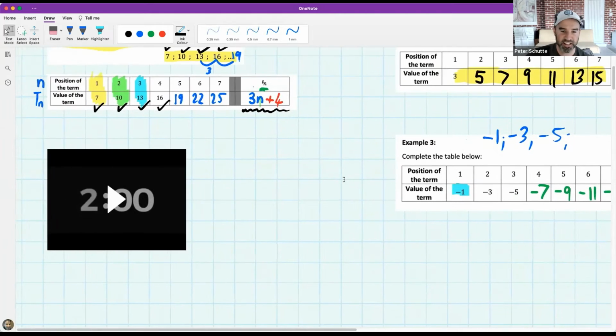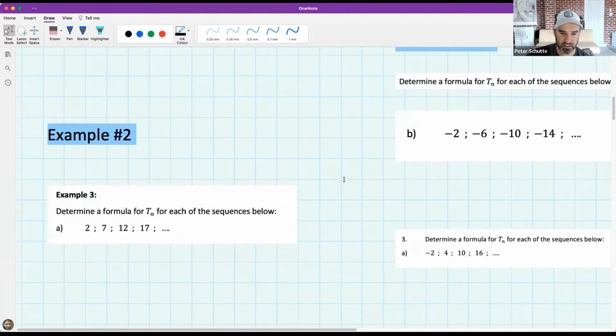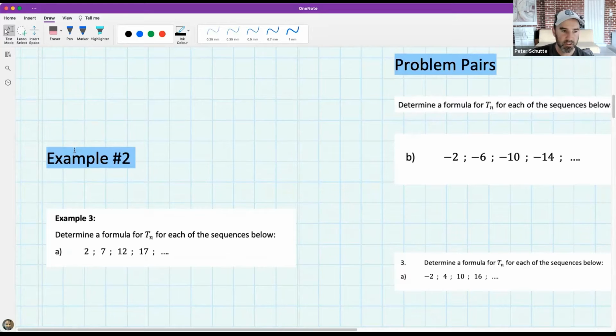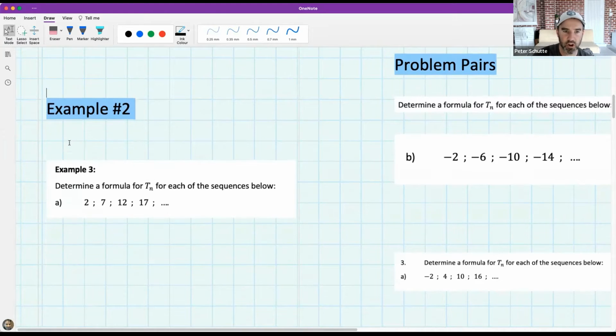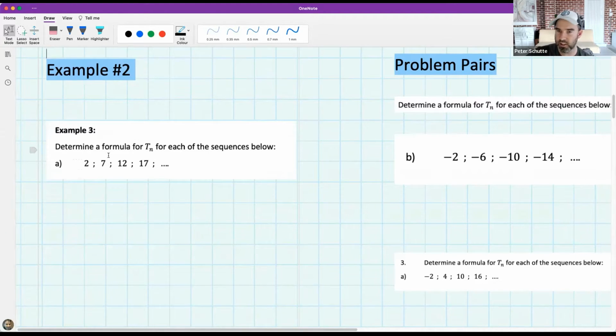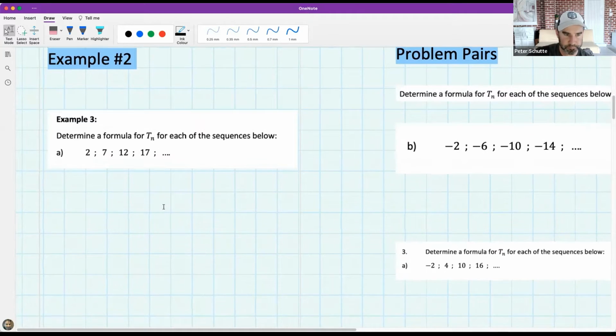Okay, let's see what they say. Variety is the spice of life. Okay, so I'm going to do another set of examples like this, and then you are going to see the problem pairs on the right-hand side.